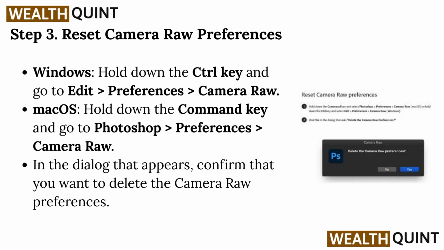Step 3. Reset Camera Raw Preferences. In Windows, hold down the Control key and go to Edit, then Preferences, then go to Camera Raw. Mac OS, hold down the Command key and go to Photoshop, then Preferences, then go to Camera Raw. In the dialog that appears, confirm that you want to delete the Camera Raw preferences.